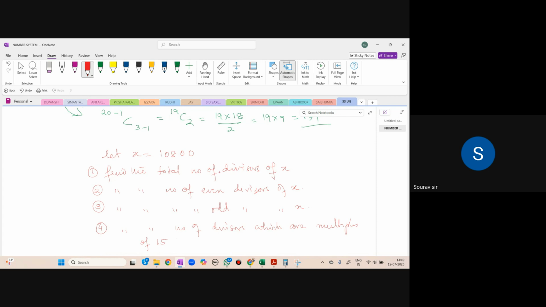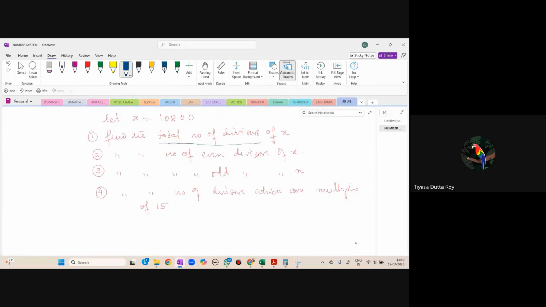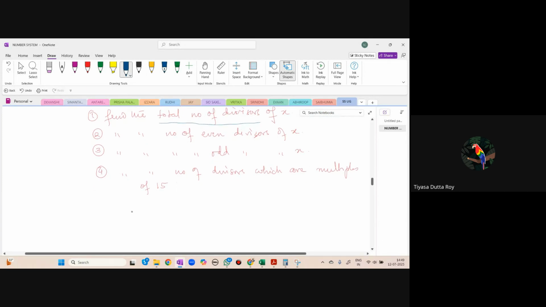So let's start with total number of divisors. How will you calculate this? First, we have to find all the prime factors of the 10800. Then if 2 to the power x plus 3 to the power y, then x plus 1 into y plus 1. We use that formula to find the total number of divisors.